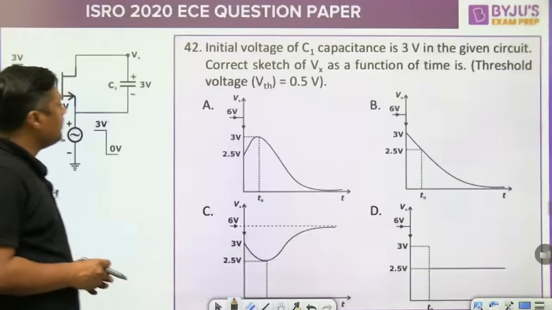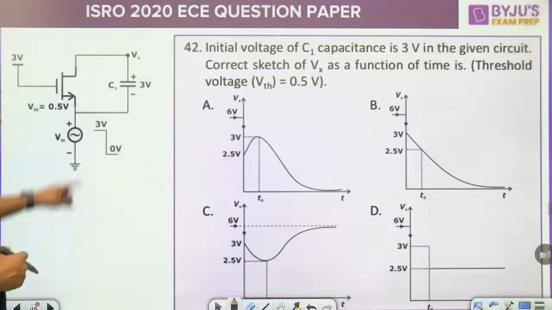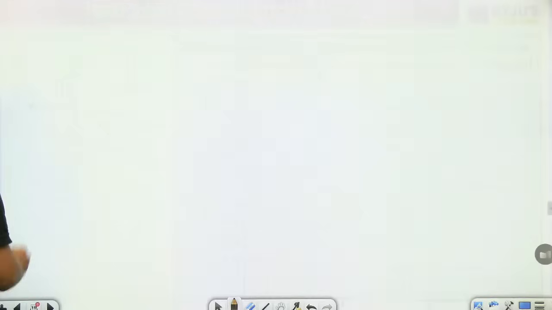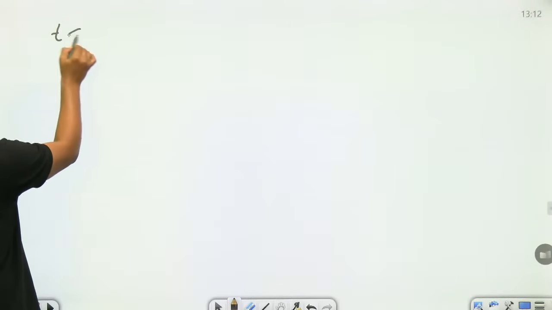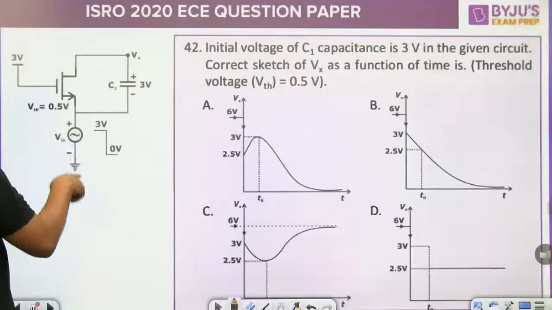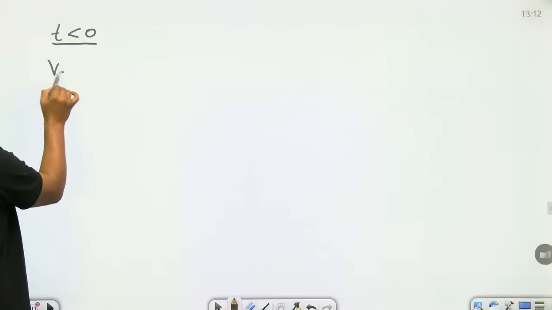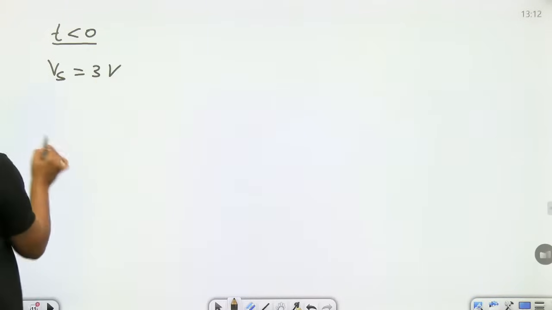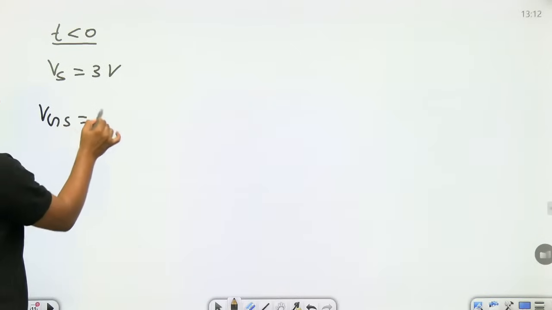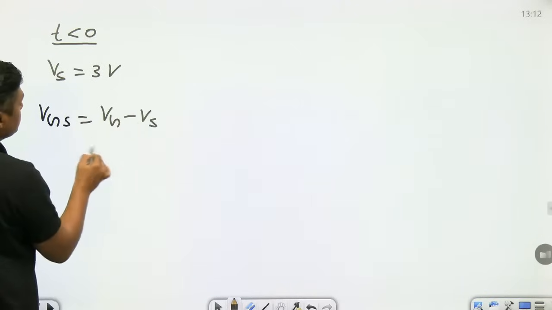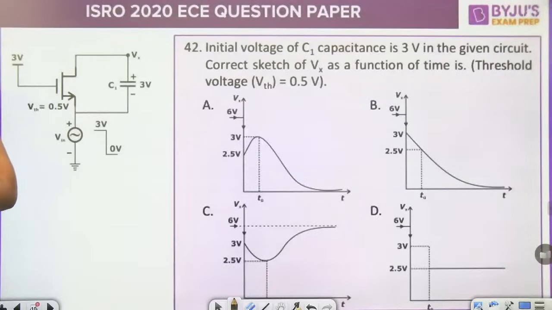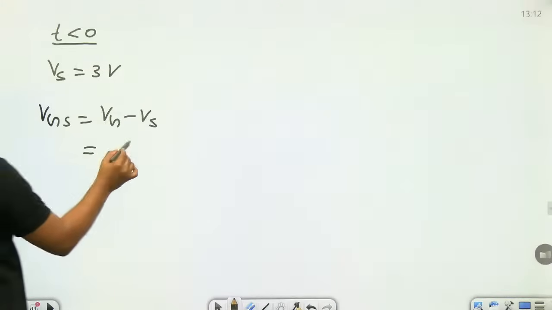Okay, one by one we will check. There are two figures. For t less than 0, what is the voltage at the source terminal? The source terminal voltage is 3 volt. What is VGS? VGS is VG minus VS. This is the VG, this is the VS, and VG minus VS will become 0.